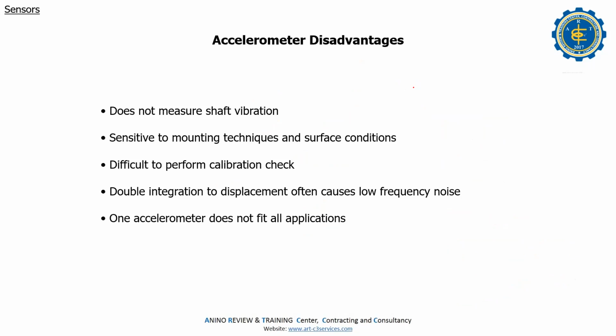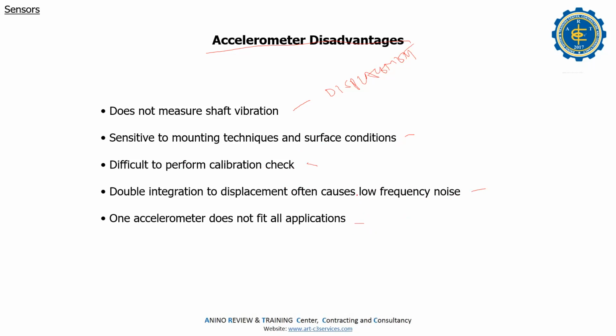So the accelerometer disadvantages: it cannot measure shaft vibration. What I mean by shaft vibration is the displacement. It is sensitive to mounting techniques and surface conditions, and it is difficult to perform a calibration check. Double integration in the instrument often causes low frequency noise. An accelerometer does not fit all applications.